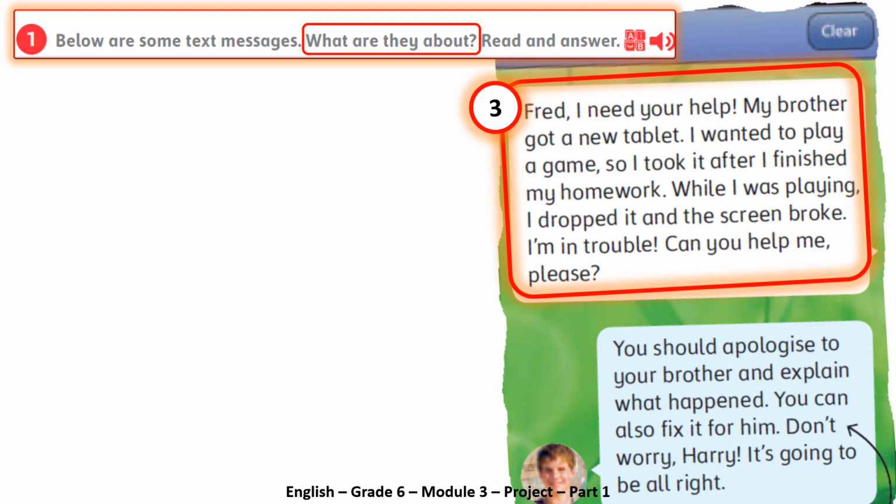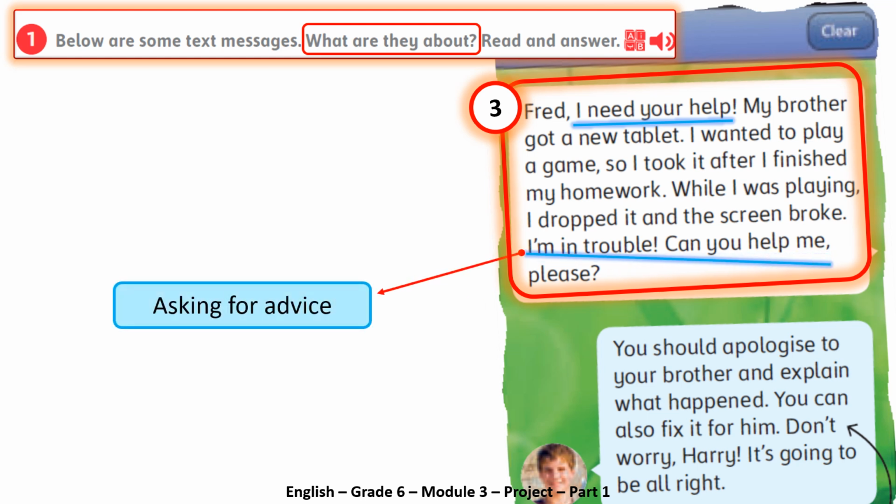So, the question is, what is the text message about. If we look at these two phrases, or actually three phrases, I need your help, I'm in trouble, can you help me? We know that this message is written to ask for advice. So the writer of this message is asking for advice. Let's see the reply to this message, which is number 4.